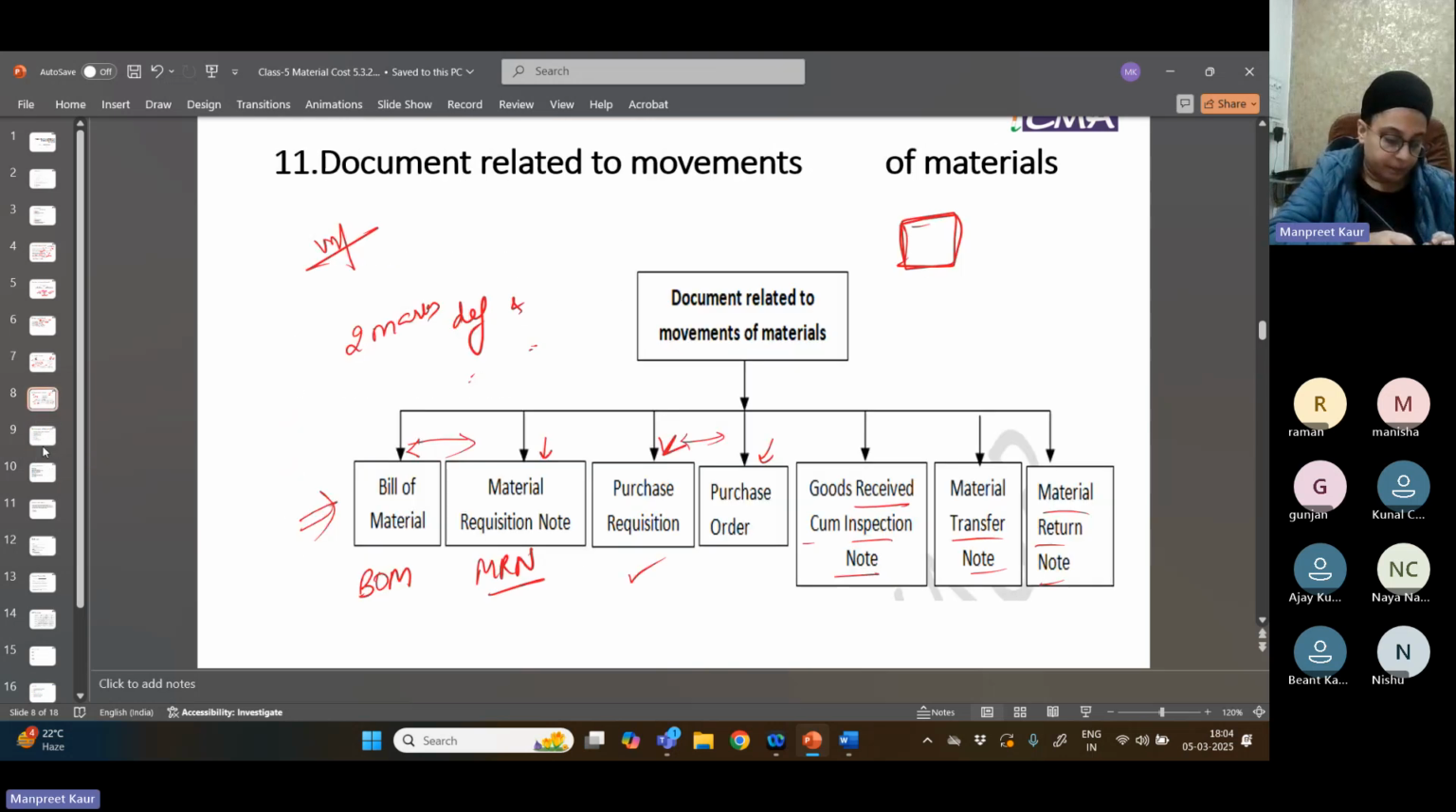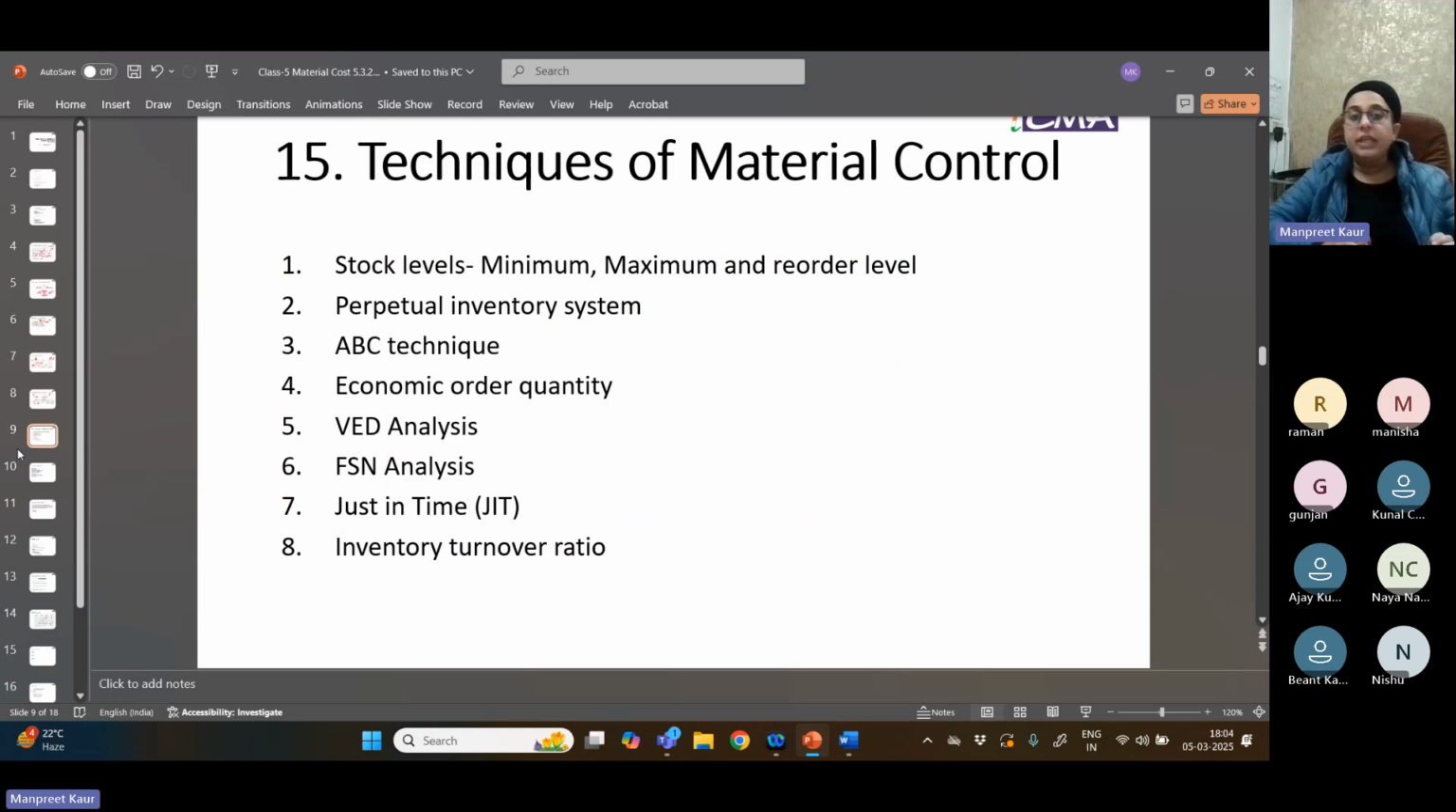Next is the techniques of material control. Material control is required in purchase, while storing and while dispatch of the material. But what are the techniques of material control? First of all, we have stock levels, minimum, maximum and reorder level. We have perpetual inventory system. We will discuss each and every point.